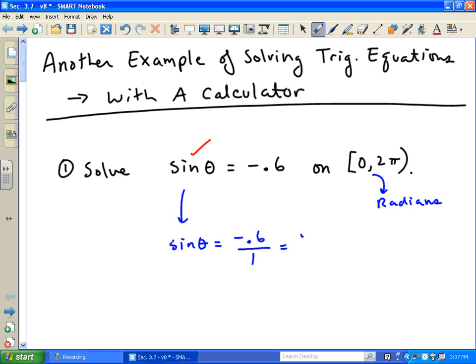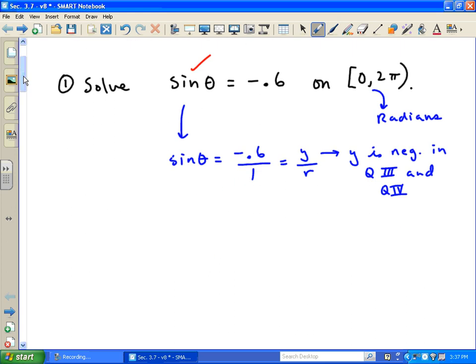Sine, I know that is the ratio of y over r. Okay, r is obviously going to be positive. Y in this case we see is negative. Okay, so we're going to say y is negative in quadrants 3 and quadrants 4. So we've nailed down where these particular solutions are going to lie.